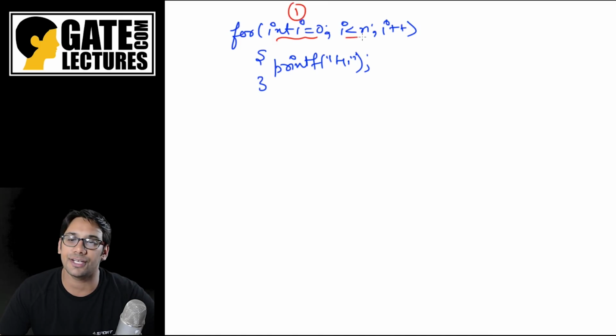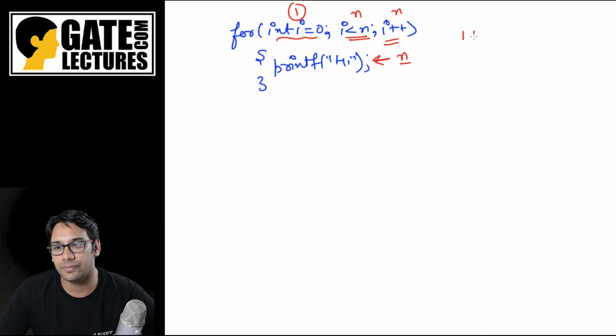If you see the second statement, it will be executed n times. The third statement will be executed n times. This printf statement will be executed n times. Now I'm going to say this program is going to take 1 plus n plus n plus n timestamps, which is equal to 1 plus 3n timestamps.